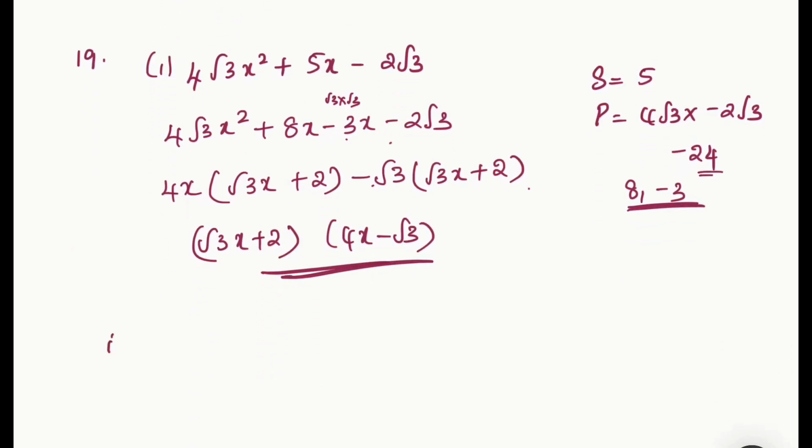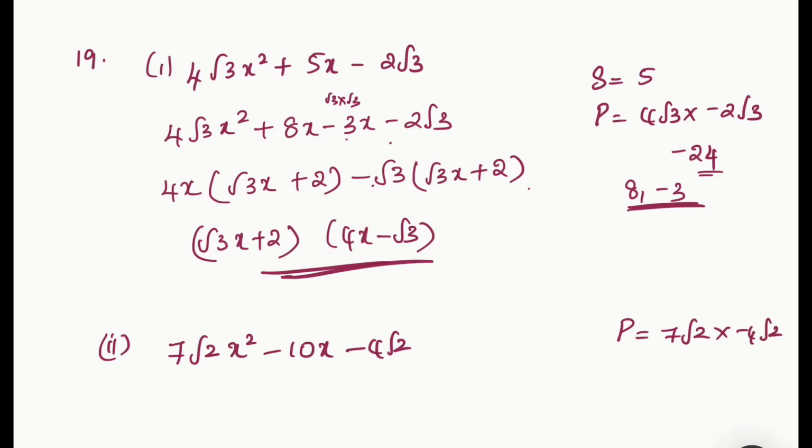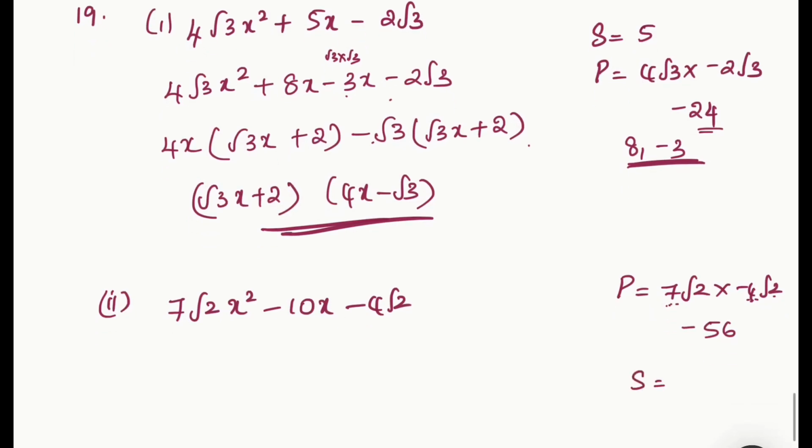So the second sub question also, let me do. 7 root 2 x square minus 10x minus 4 root 2. So product is equal to 7 root 2 into minus 4 root 2. 7 4s are 28, and root 2 into root 2 is 2. So 28 2s are 56. I get minus 56 and my sum is equal to minus 10. What are the two numbers such that product is minus 56 and sum is minus 10?